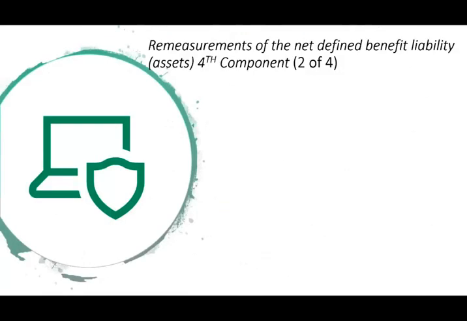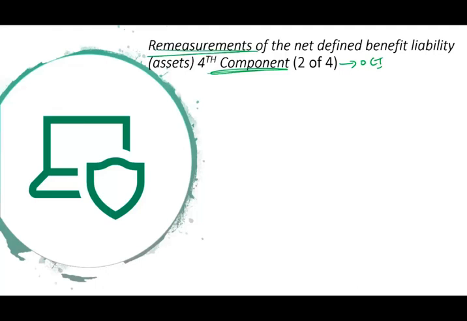Remeasurement of net benefit liability or asset. This is the fourth component. This component is recognized in OCI. Now, what is this component? What is remeasurement? What are we doing?